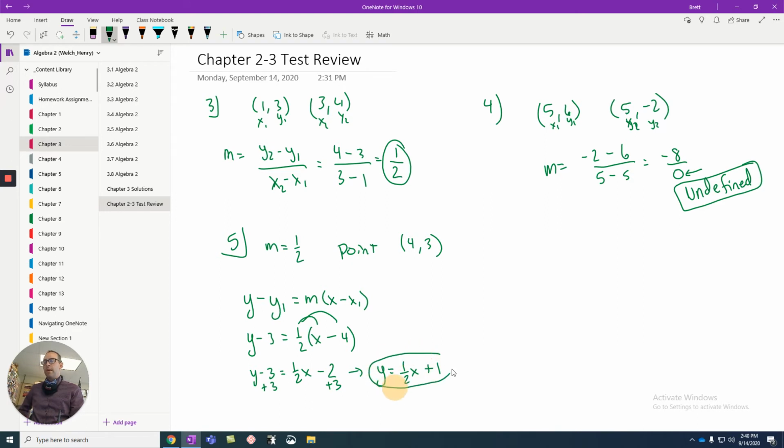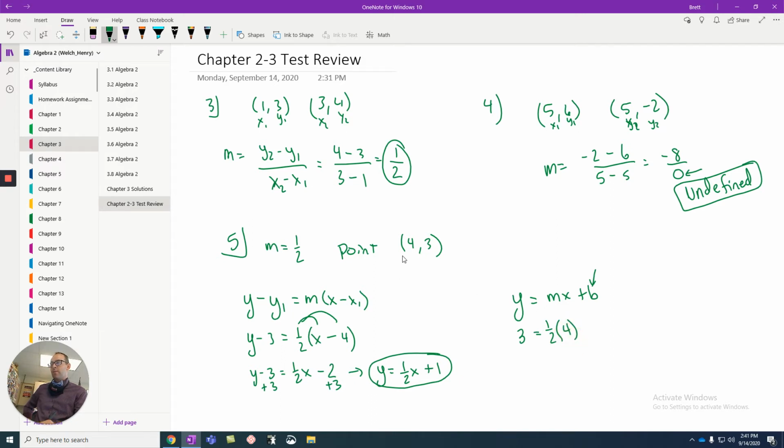Okay? There is another way to do it. It's not necessarily easier or harder. It's just a decision you make. It's to take y equals mx plus b and solve for b. That's the thing that we don't actually know. We don't know the y-intercept. We could put in a y value of 3 equals a slope of 1/2 times x being 4.